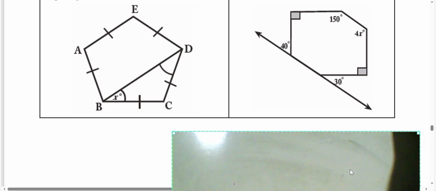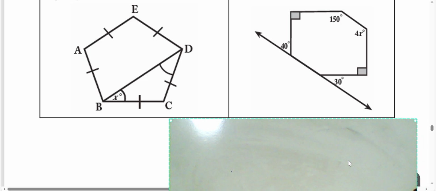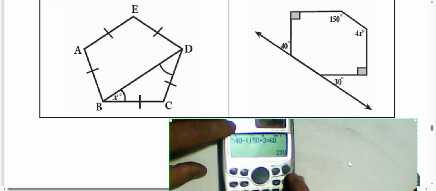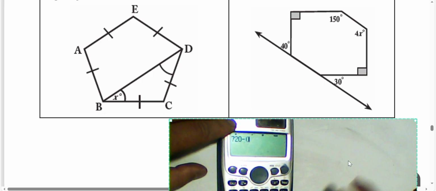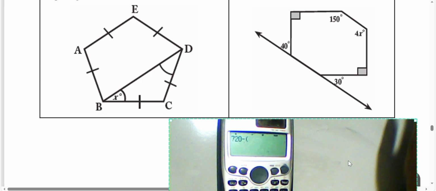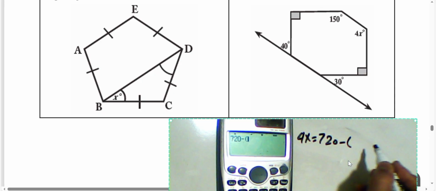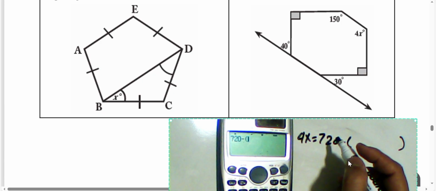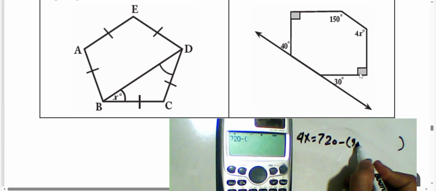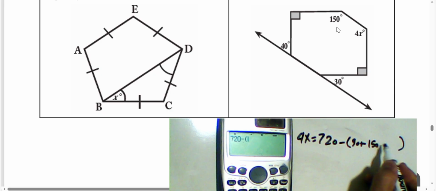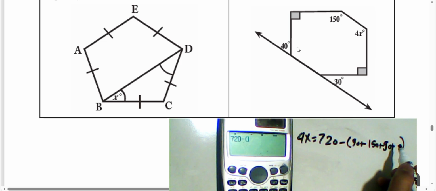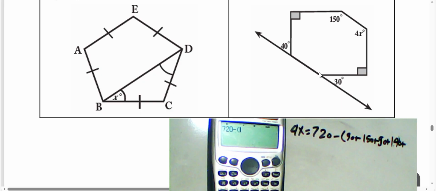Next question, we have a hexagon. The sum of interior angles of a hexagon equals 720 degrees. We can write 720 subtract the sum of the known interior angles to find the measure of angle X. So 4x equals 720 minus the sum of the other angles. The first angle is 90, the second angle is 150, and the third is 90. This angle is the supplement of 40, so it is 140. The other is the supplement of 30, so it is 150.